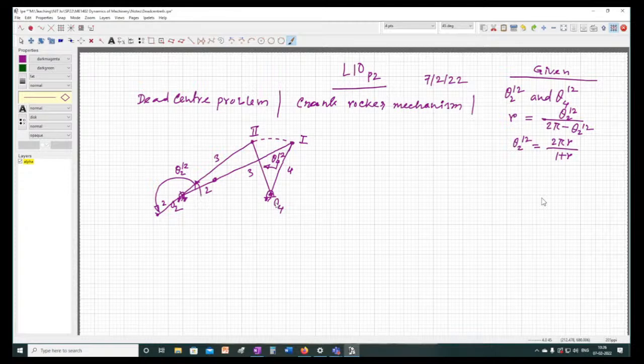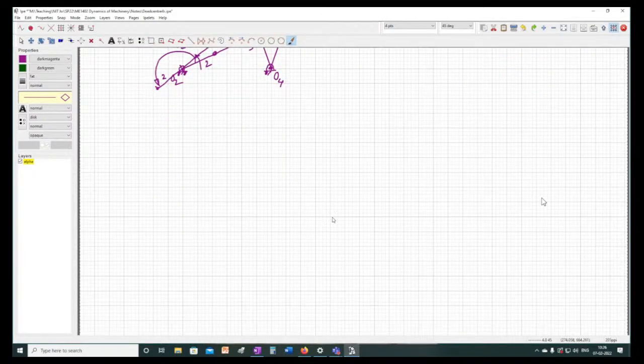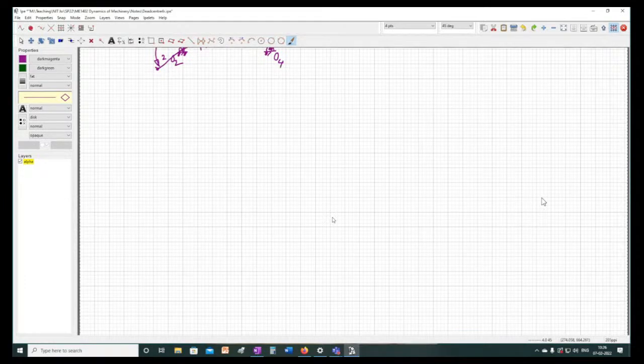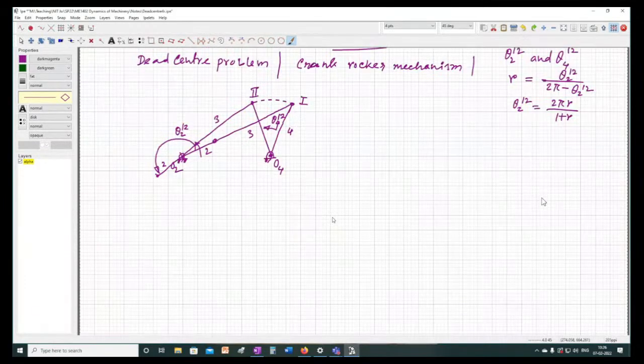But in this case, this problem is different from those problems where the extreme positions were given. If the extreme positions were given, and from that we have to find out what are the link lengths. So if you allow me a few minutes, 10 minutes extra, I can complete this drawing today.